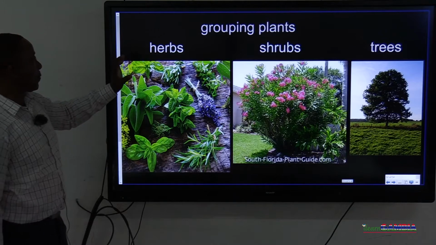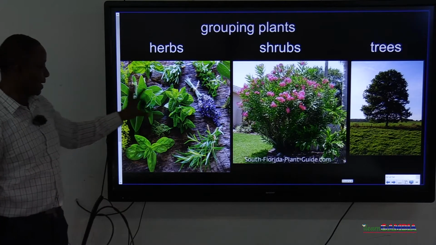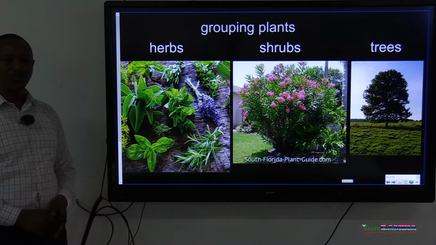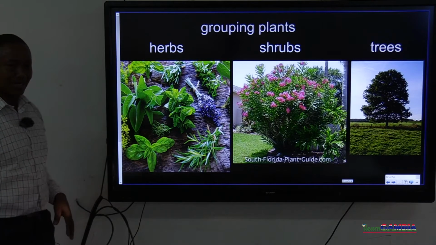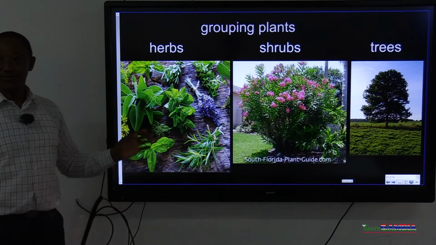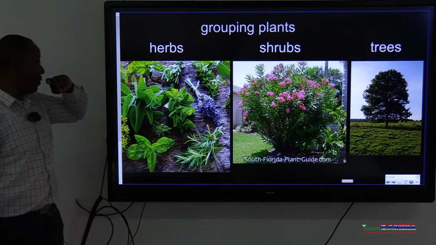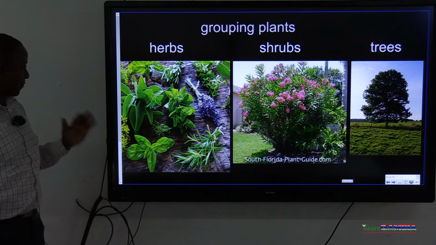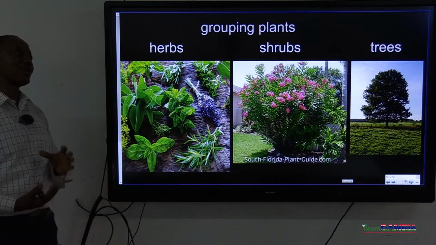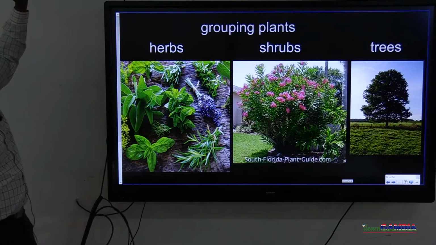Also, we can group plants as herbs. That is those grasses and those very little plants that hardly grow up to even a meter. They're usually less than a meter or so. The grasses, okay? Although, of course, elephant grass grows way taller, sometimes 2 meters and more. But most of the grasses don't grow very high, and they're usually soft. Because they are soft, they cannot support the stem to grow very, very tall.